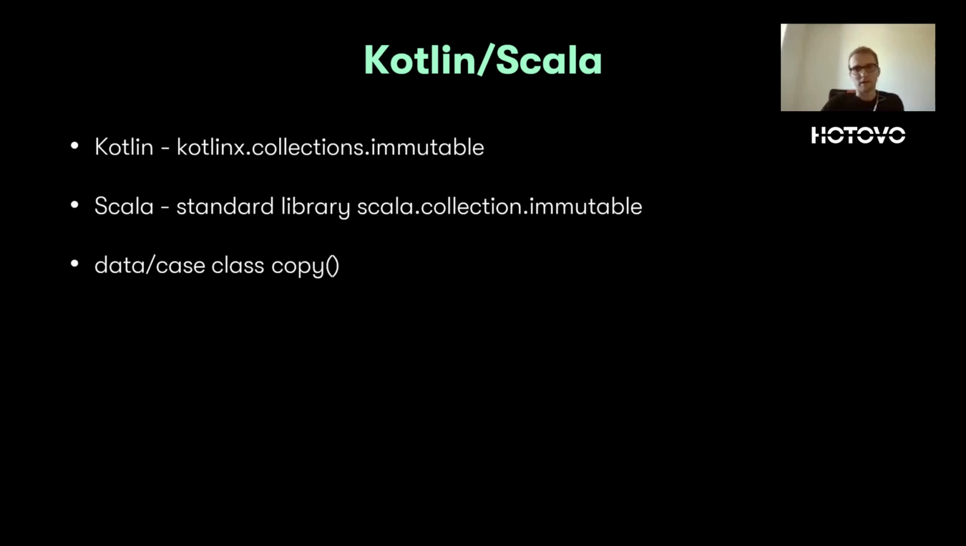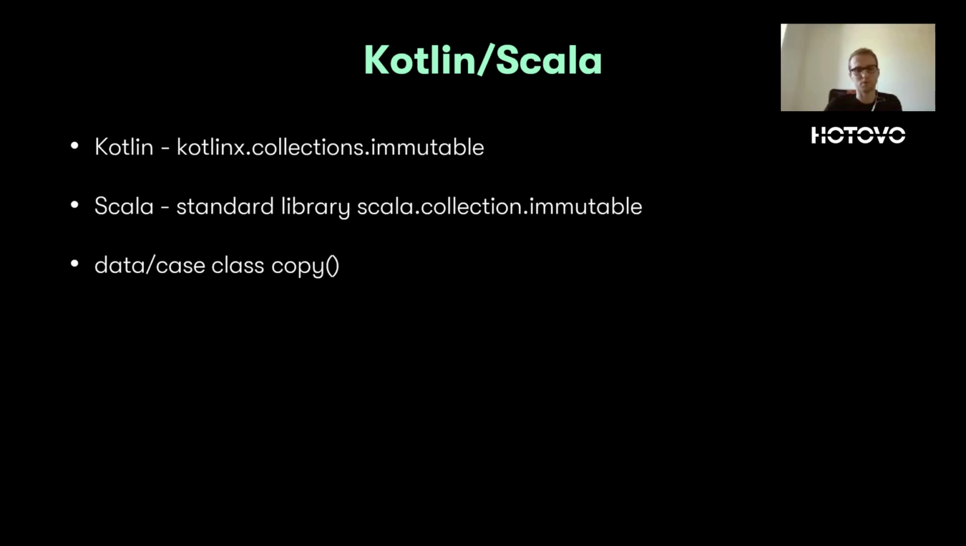Kotlin and Scala are very similar. In Kotlin, we have the kotlinx.collections.immutable package where all those immutable persistent data structures, persistent collections, are. And in Scala, they are in the standard library. Scala has scala.collection.mutable and scala.collection.immutable packages, and by default, the immutable package is used. So let's look at some custom data structures.